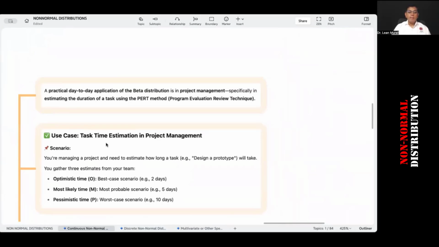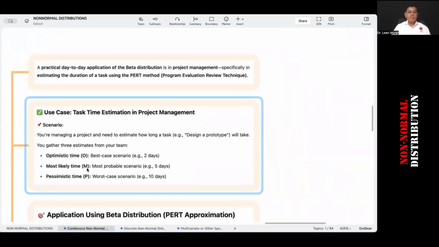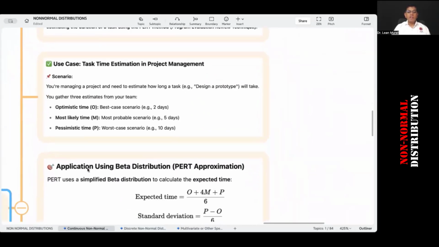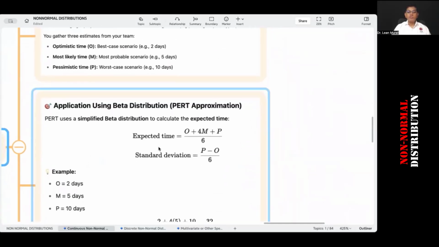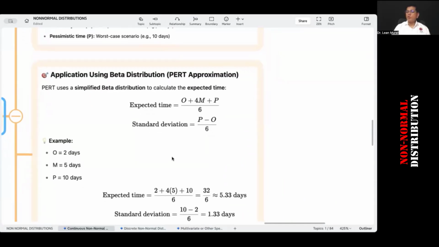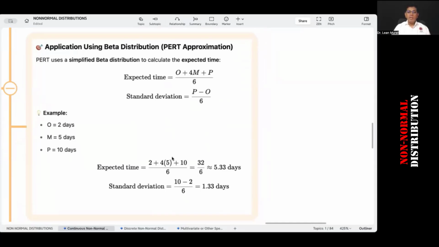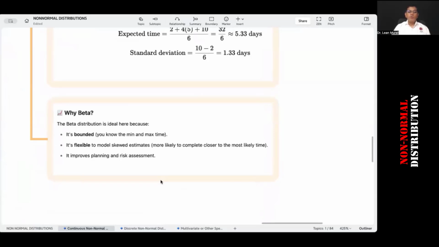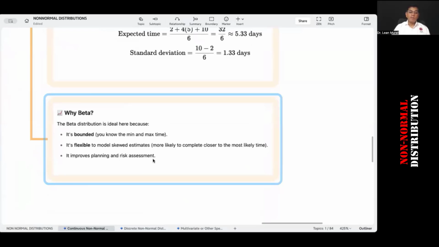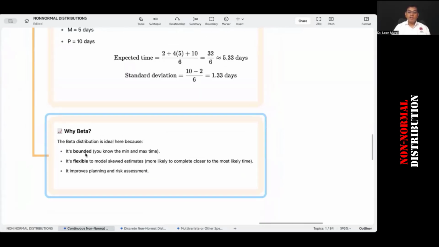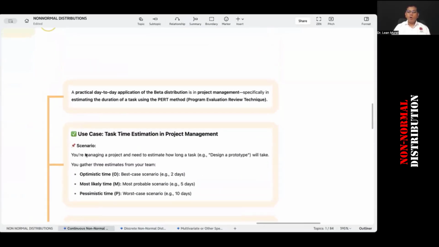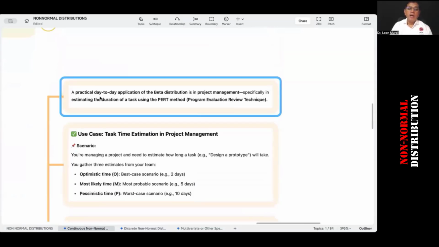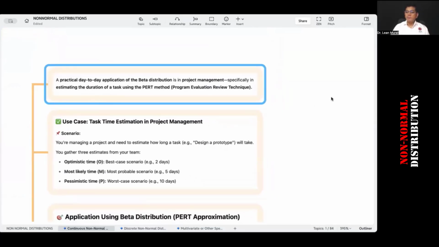Beta distribution, okay. In project management, there are optimistic time, most likely time, and pessimistic time. PERT uses expected time and standard deviations. I'm not going to get into the details of this formula, but you can understand that it uses a certain formula, and then you can use this distribution to find out. It improves planning and risk management. It is bounded, it is flexible. But all I wanted to show is a practical day-to-day application of beta distribution in project management.